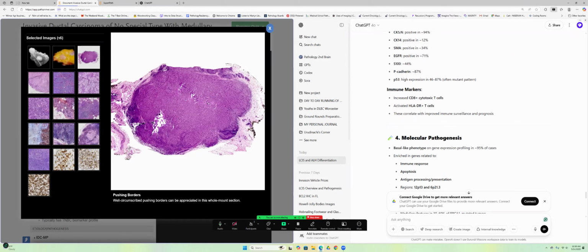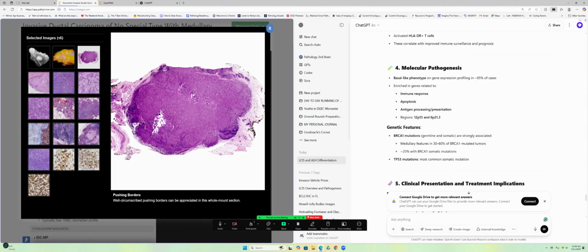Immune markers include increased CD8 positive cytotoxic T cells, activated HLA-DR positive T cells, and so on. Anyway, molecular pathogenesis. Remember that when we discussed triple negative cancers, medullary was one of them. Basal-like phenotype on gene expression profiling in 95% of cases.